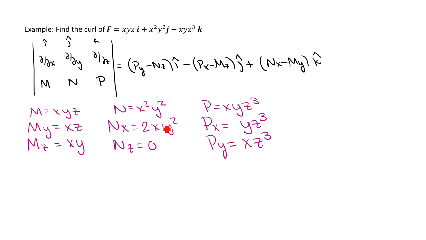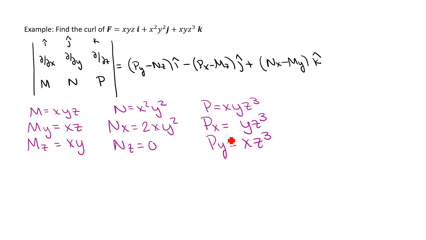N was x squared, y squared. Derivative with respect to x is 2xy squared. With respect to z is 0. My p was xyz to the third. Derivative with respect to x is yz to the third. With respect to y is xz to the third. So I have all my derivatives written down.